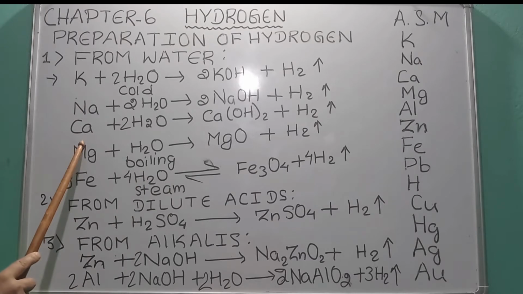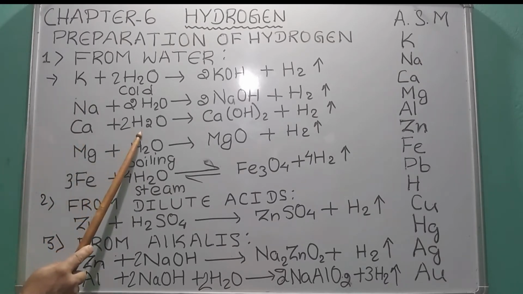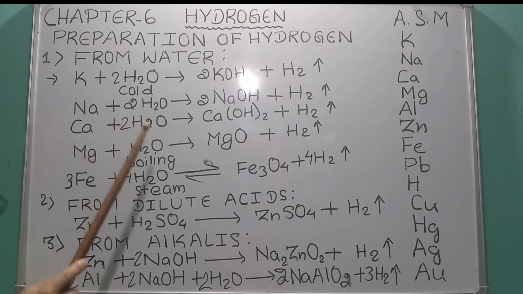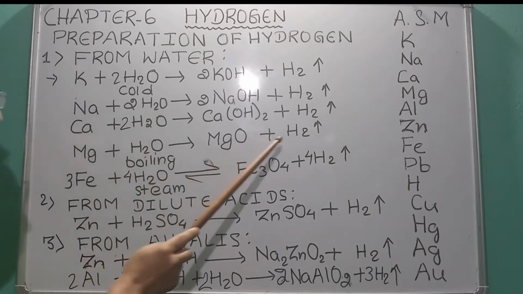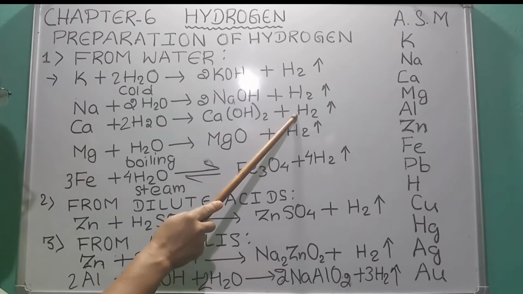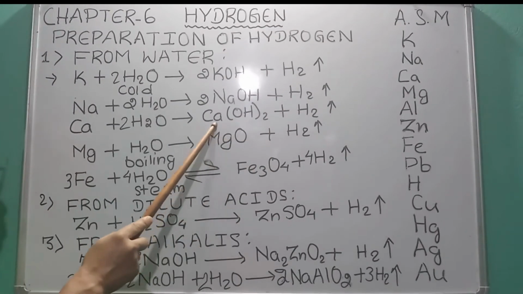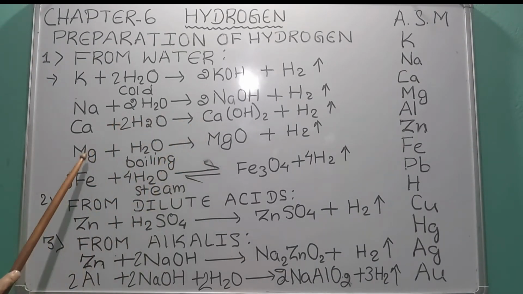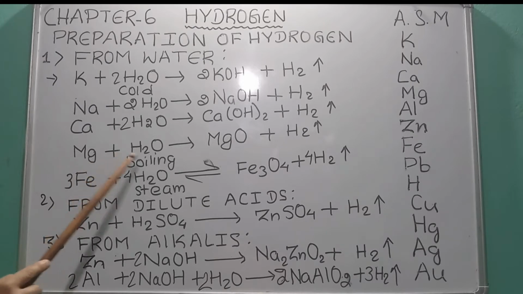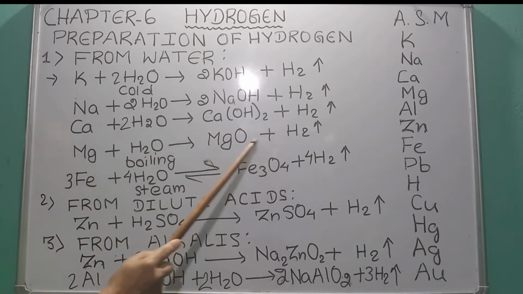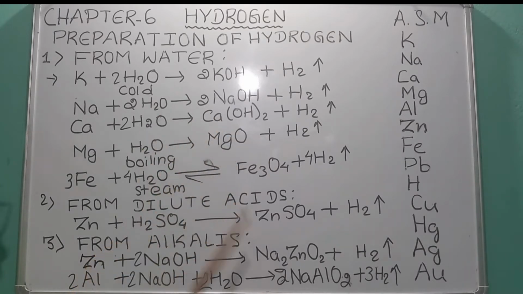Next, calcium, when it is added to a trough containing cold water, calcium being heavier than cold water, it will sink. And effervescence takes place with the evolution of hydrogen gas. A cloudy liquid is formed, that is calcium hydroxide. Now magnesium, it reacts with boiling water. So hydrogen gas is evolved and magnesium oxide is formed.